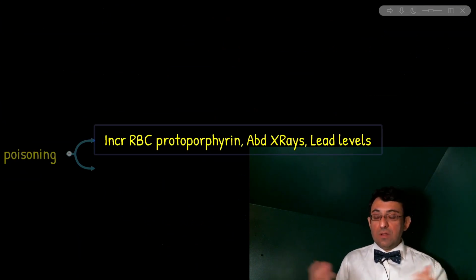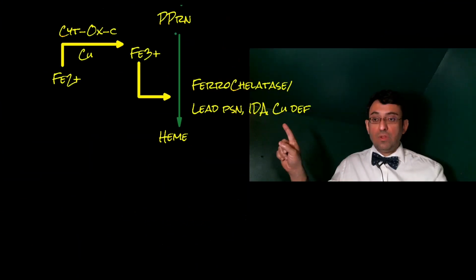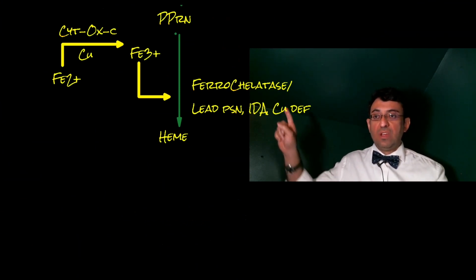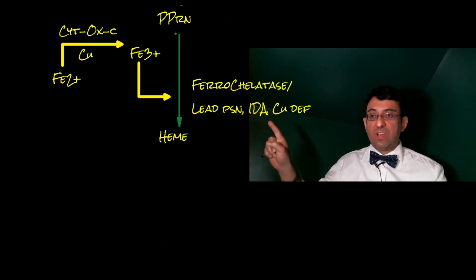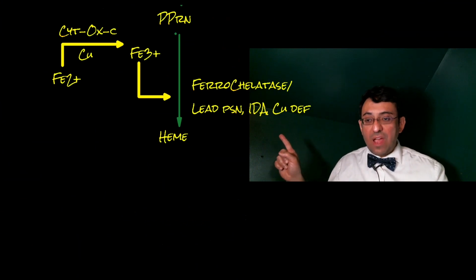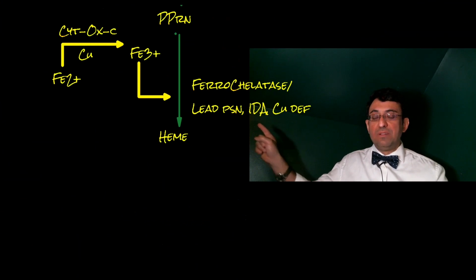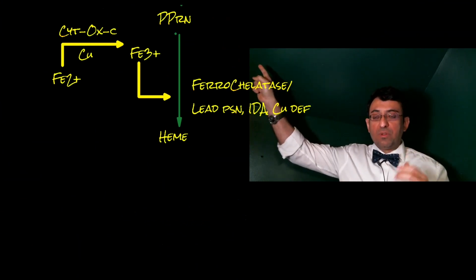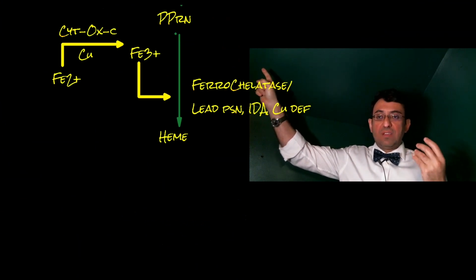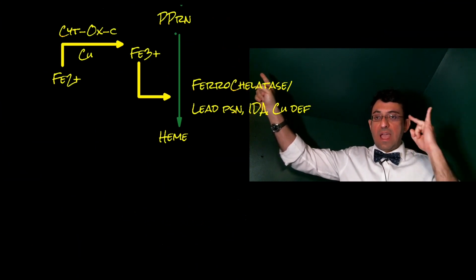And why is it so? Very simple. If you review again the heme synthetic pathway, you can see here that the very last step of heme synthesis includes conversion of protoporphyrin to heme by the enzyme ferrochelatase. This enzyme is inhibited by lead poisoning or by absence of iron. That's in iron deficiency anemia. Protoporphyrin will build up. So that's why we say we have increased free erythrocyte protoporphyrin in iron deficiency anemia and lead poisoning.